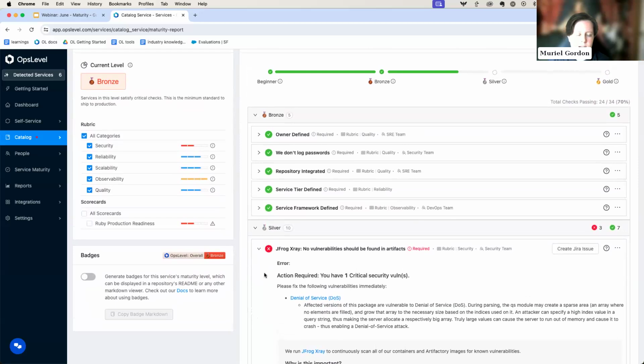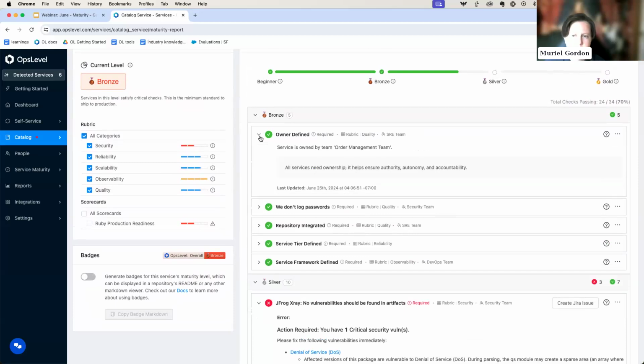So an example of a check that is based on service information is this owner-defined check. What we're doing here is, for this service, as represented in OpsLevel, we're checking to see, are there people that are associated with this service? So what this does for you is, in the event of an outage, or maybe you have a question about some code that has to do with this service, you're going to have someone you can chat with. It's not going to be a mystery. So a check like this prevents orphan services.